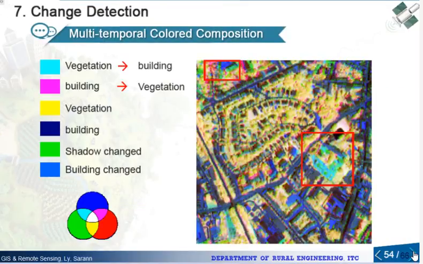So here is the result of the color composition image. So we can see the change. The sand color is the change from vegetation to building, and the magenta color is the change from building to vegetation, and yellow color is vegetation, blue color is building, and green color is shadow change, and light blue color is the building change.